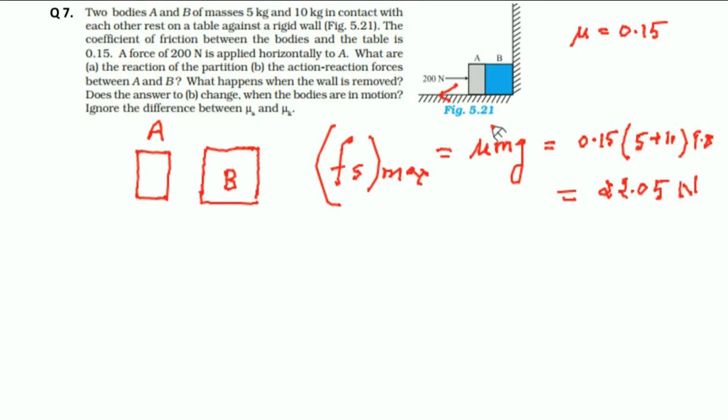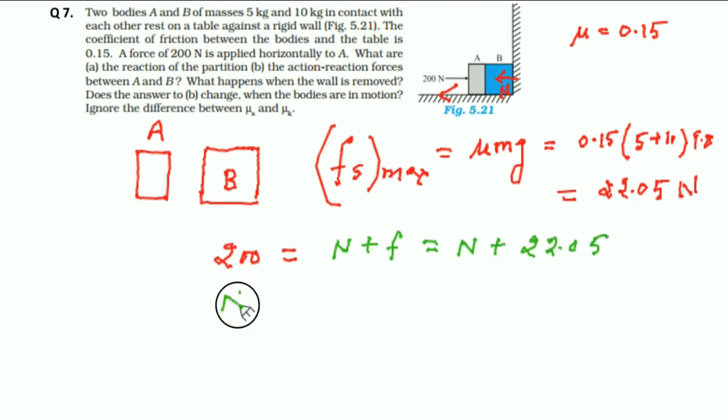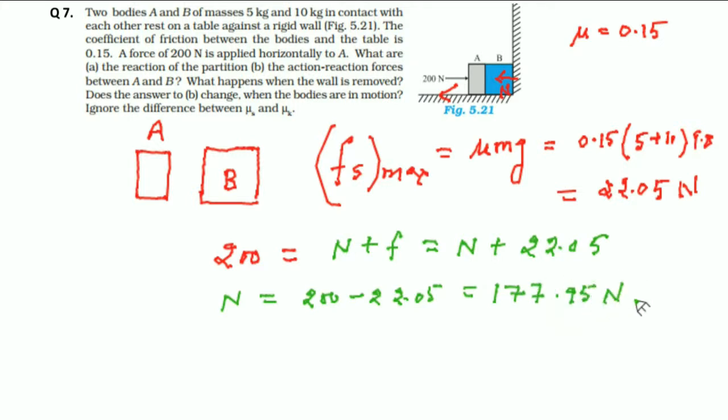Here you are going to apply 200 Newton. So how much normal reaction force acts in this? Suppose the normal reaction force acting here is N. So just write the balance equation. The 200 Newton force is in the right direction. What is the force acting in the left direction? That will be the normal reaction force plus the frictional force. The normal reaction force you have to find out, the frictional force we know is 22.05. So the normal reaction force will be 200 minus 22.05, that will be 177.95 Newton. This is the normal reaction force from the rigid wall.